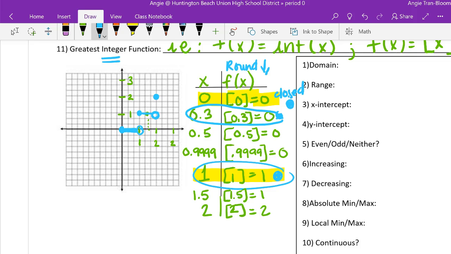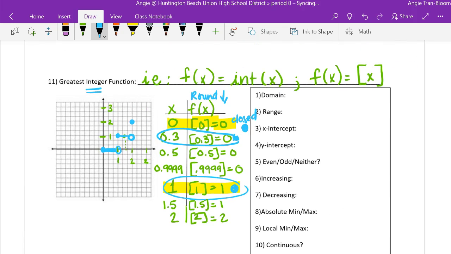And if you see the pattern, this is also called the step function, AKA step function, because the graph looks like steps or stairs.